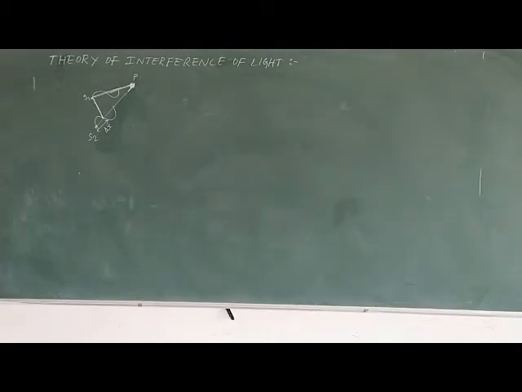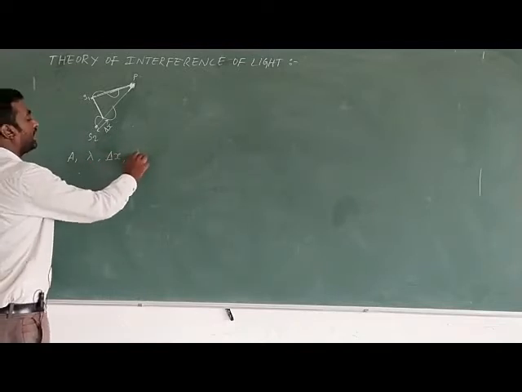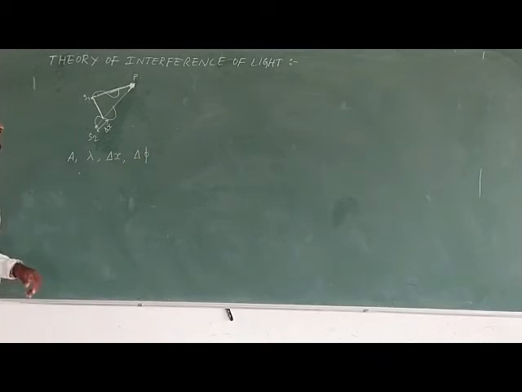S1 and S2 are the sources of light which produce waves. Light is propagated in the form of a wave. Here the wavelength is denoted by the letter lambda, and A is the amplitude of the wave. Lambda is the wavelength of the waves emitted by the sources S1 and S2 respectively. Delta x is the path difference of the waves.